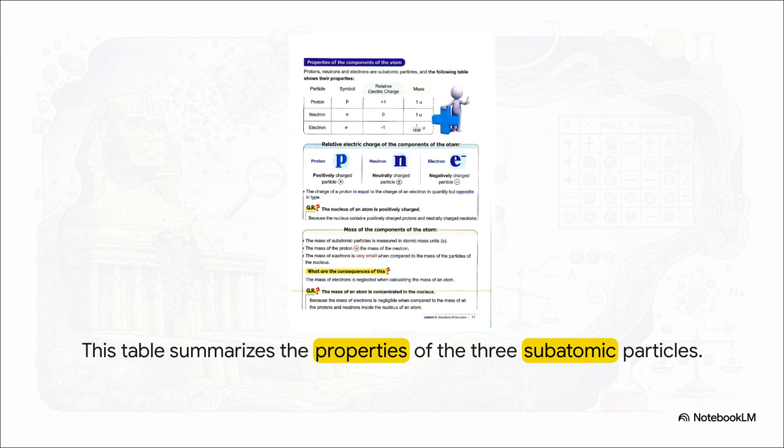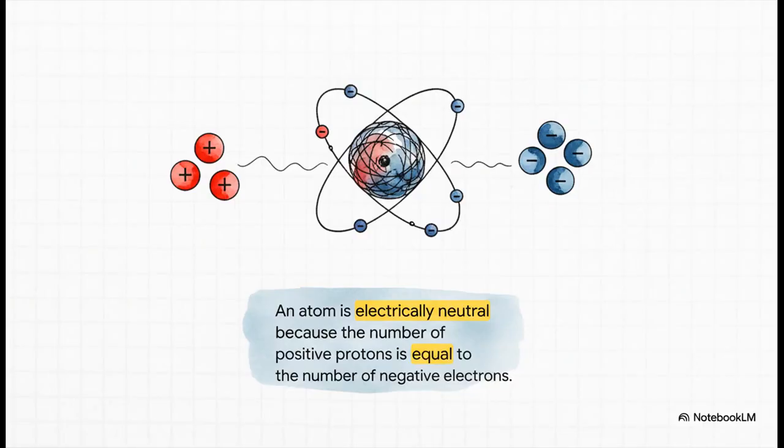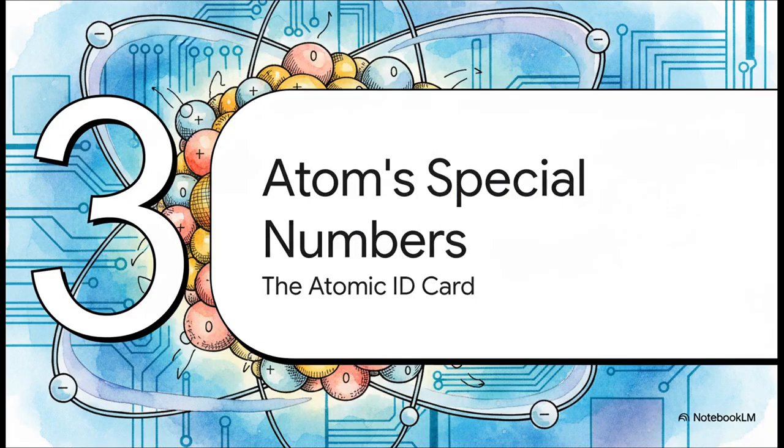So let's do a quick recap. In the center, in the nucleus, we have our positive protons and our neutral neutrons. And then, whizzing around the outside, we have the negative electrons. See? Pretty simple. Now here is a really, really important point. In any normal atom, the number of positive protons is exactly the same as the number of negative electrons. So the pluses and the minuses totally cancel each other out, which makes the whole atom electrically neutral. Cool, right?